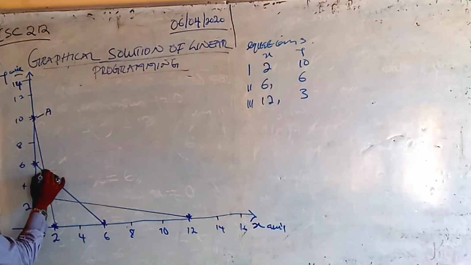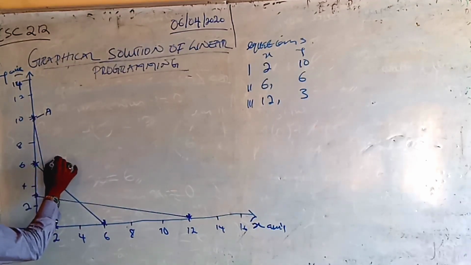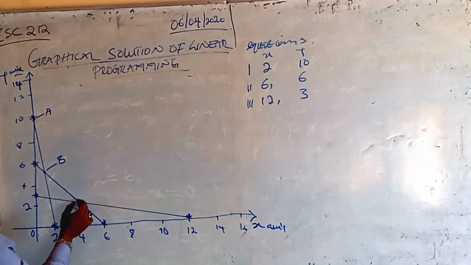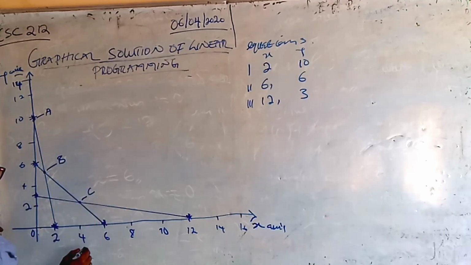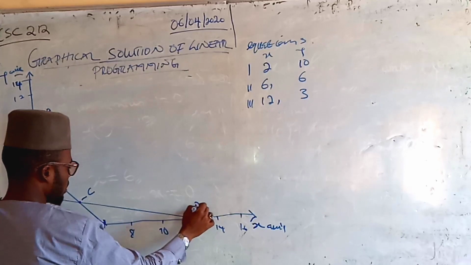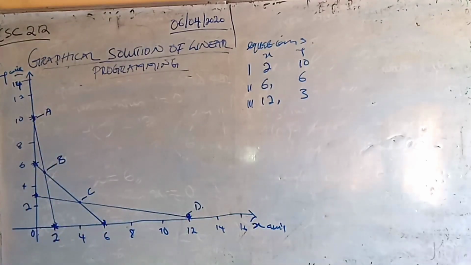And we have here as our B, and then we have this place, our C, and then we have y equals 0, x equals 12 as our D. That is the corner point.